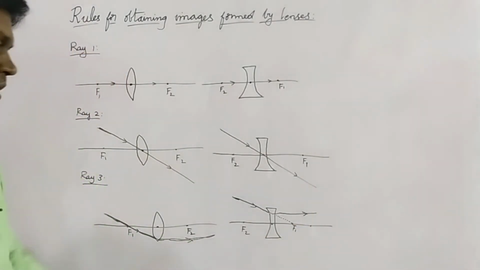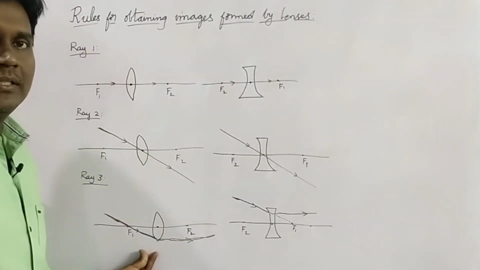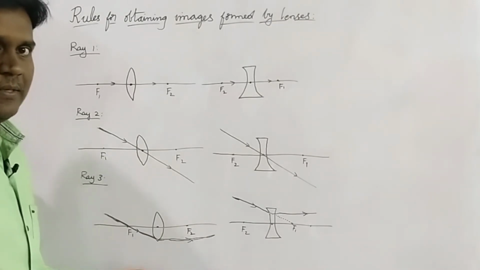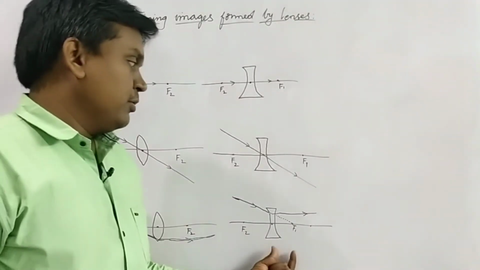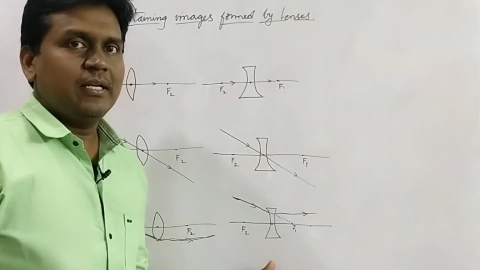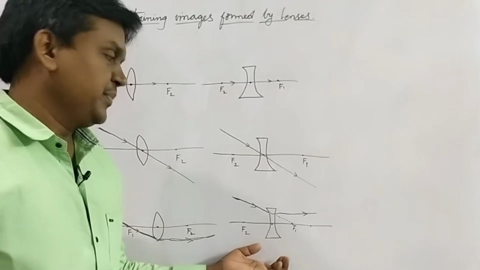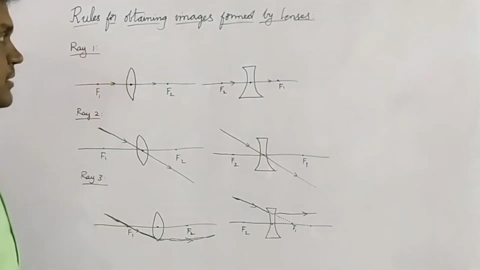These both are the same only, but here we know that the convex lens is a converging lens, so it converges the ray, and we know that the concave lens is a diverging lens, it diverges the ray. So this is the third situation.